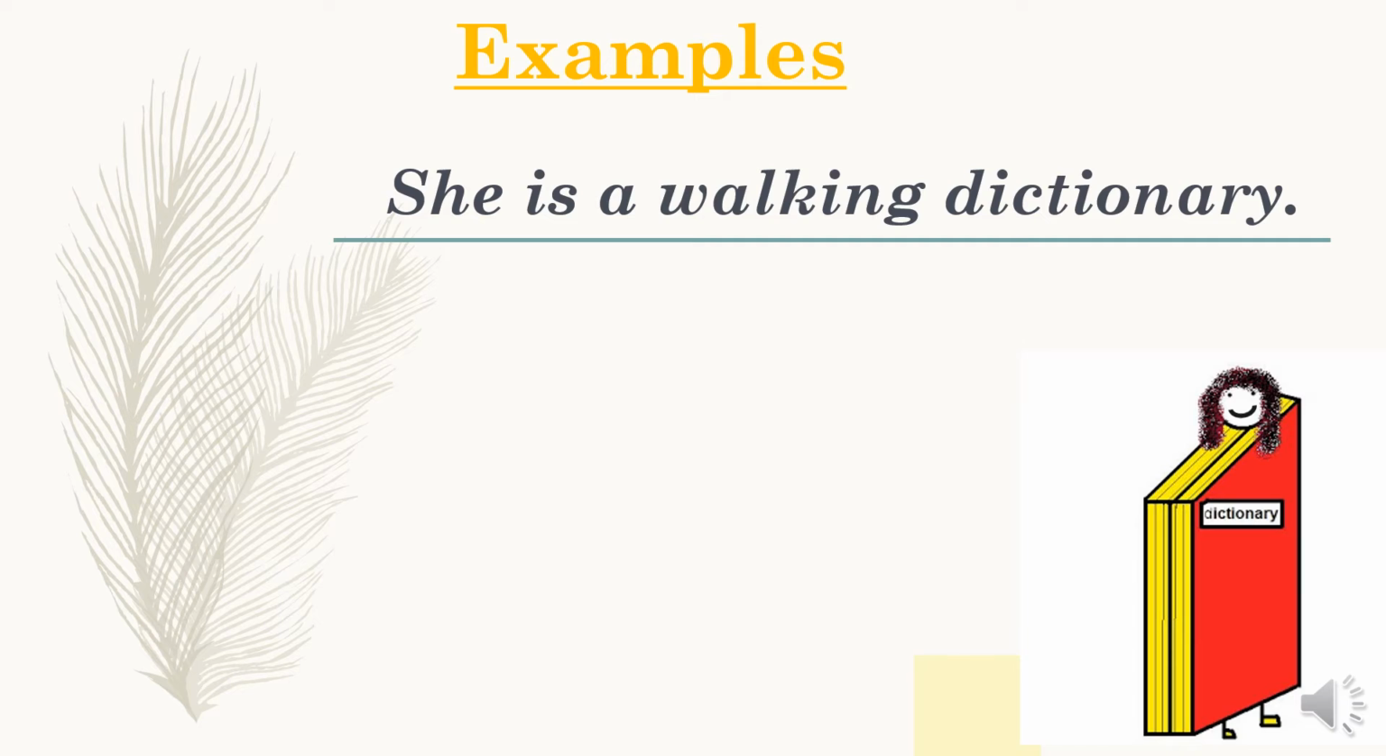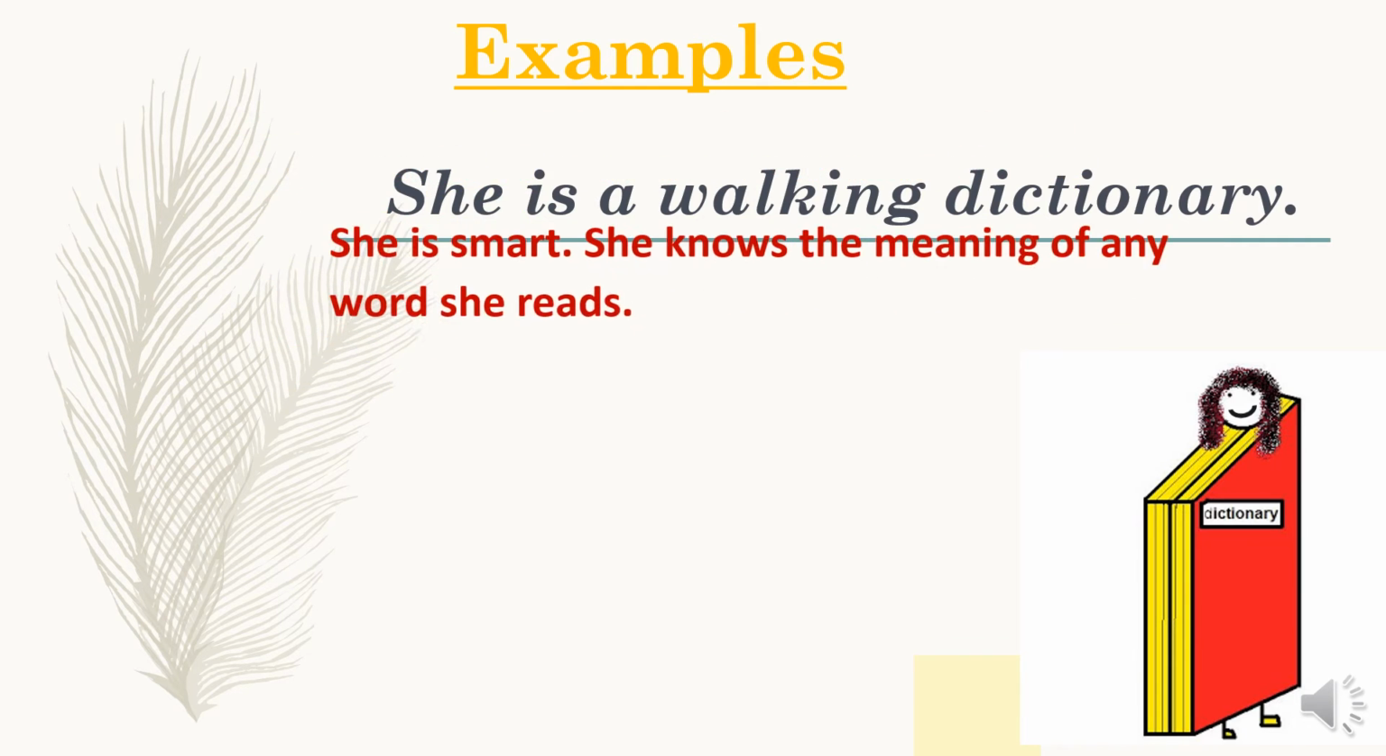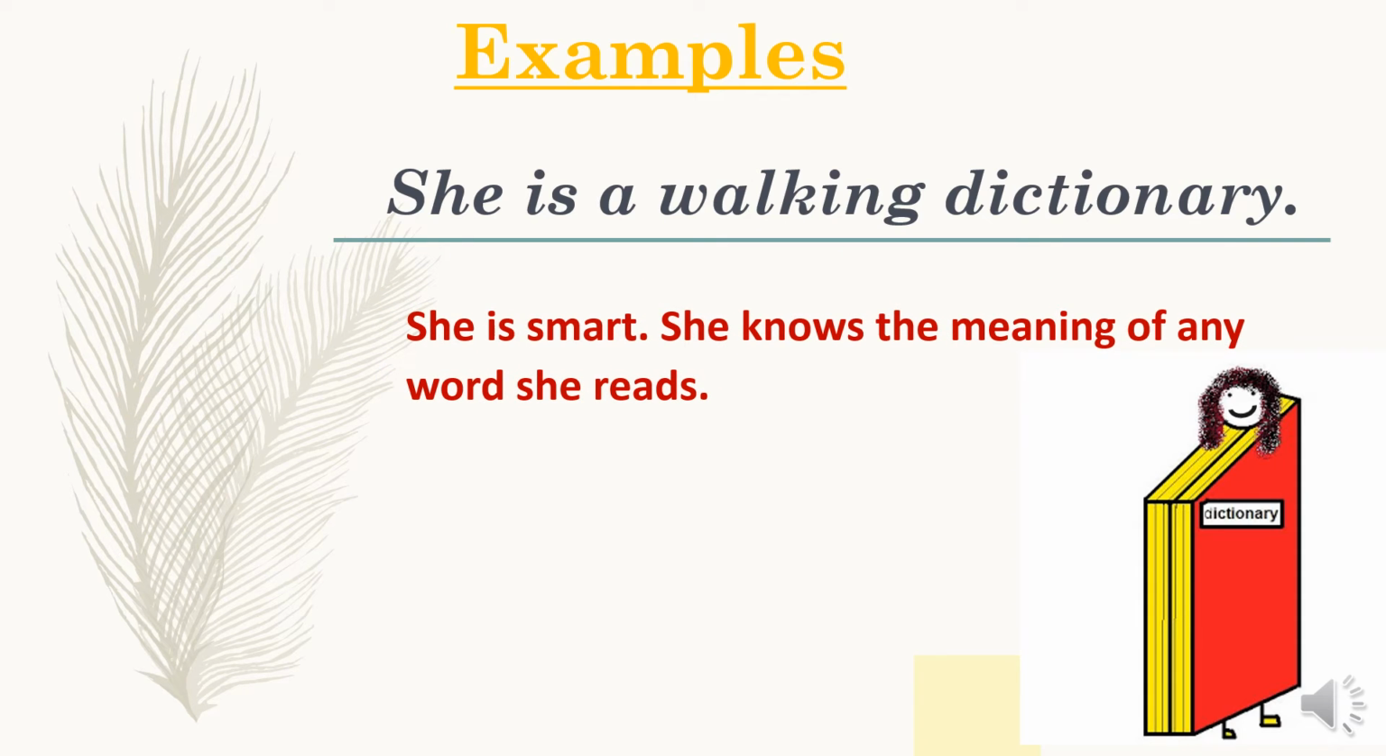If I ask you what's the meaning of this metaphor, you need to think, why did we compare the girl to a dictionary? Maybe because she's smart, she knows the meaning of any word she reads, she has a big amount of words that she knows. So this is why we compared her to a dictionary. So when you want to know the meaning of a metaphor, you have to think, why did we compare this to that? So here we will say the girl is compared to a dictionary.